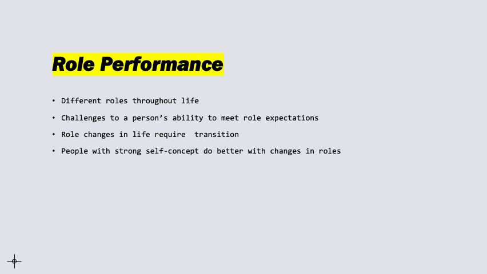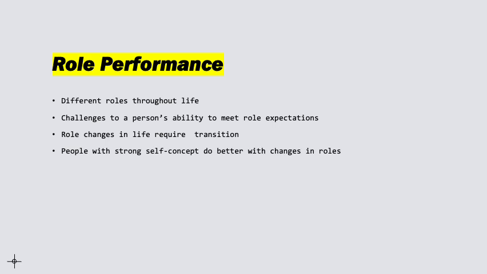Throughout life, people are expected to engage in roles, such as child, parent, spouse, sibling, grandparent, employee, and so on. People tend to view themselves in light of the roles that they are expected to fulfill and whether they can fulfill them successfully. There are certain challenges to a person's ability to meet role expectations. Health challenges and developmental changes due to aging can affect how successfully one is able to meet role expectations.